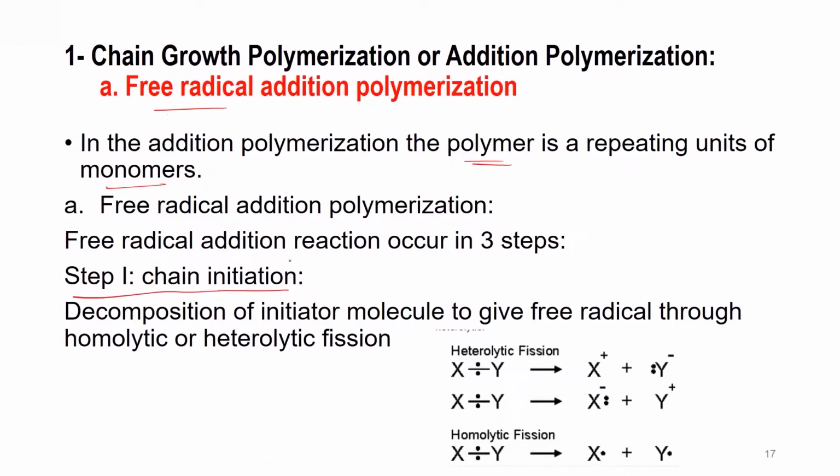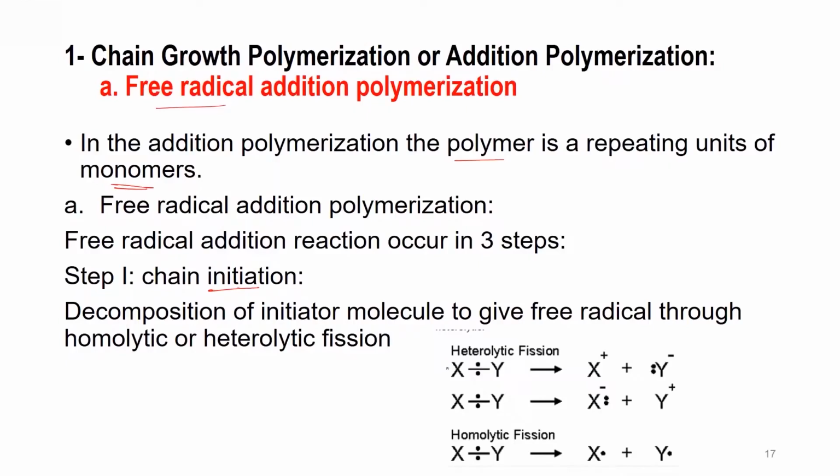At the chain initiation step, the decomposition of my initiator will happen due to thermal initiation or photo initiation, or even radiation initiation, that will break my initiator into two radicals, and these two radicals are formed by either homolytic or heterolytic fission.